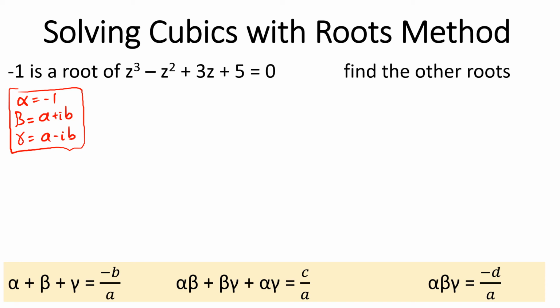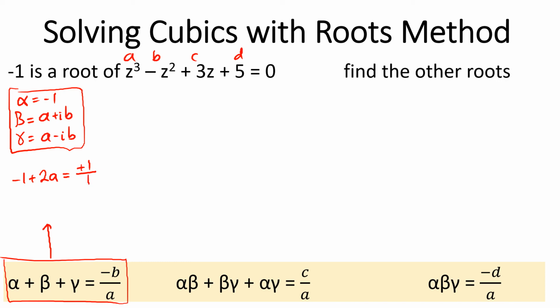So let's apply this here. We've got alpha plus beta plus gamma is minus b over a. Putting that all together would give us alpha is minus 1 plus beta plus gamma, so it's going to give us just 2a because the ib's will cancel out. And then if we label up our cubic, minus b would be plus 1, and then a is just 1. So we've got minus 1 plus 2a equals essentially 1. If we add the 1 across, we'll get 2a is 2, and so a is 1. That's one of the things sorted.